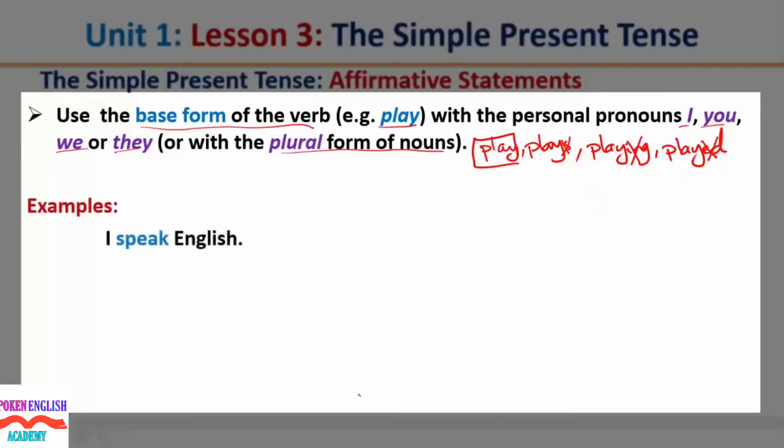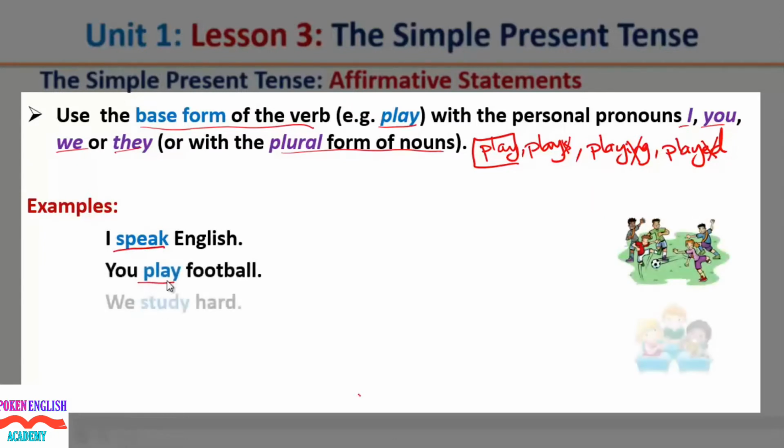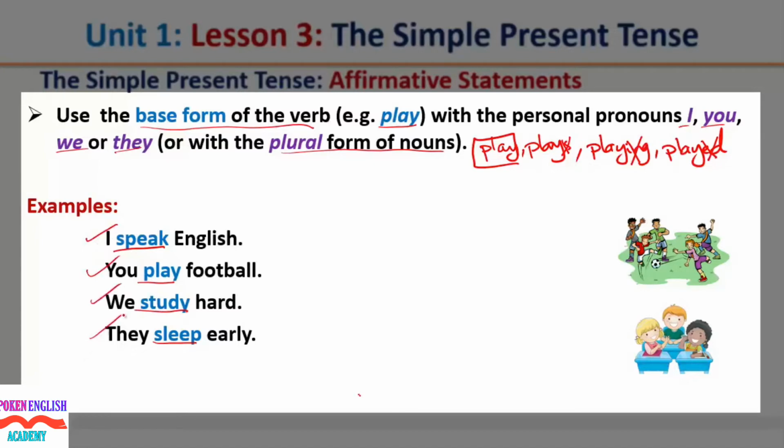Examples. I speak English. You play football. We study hard. They sleep early. Notice here that after the personal pronouns I, you, we, and they, we use the base form of the verb without any suffixes, without s, without ing, without ed. So in the present simple tense, we use the base form of the verb after the personal pronouns I, you, we, or they, or after any plural form of nouns.